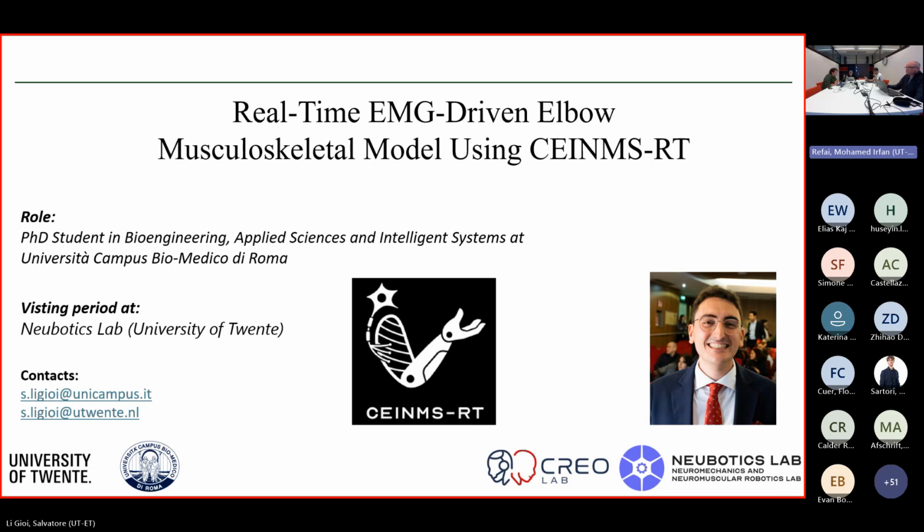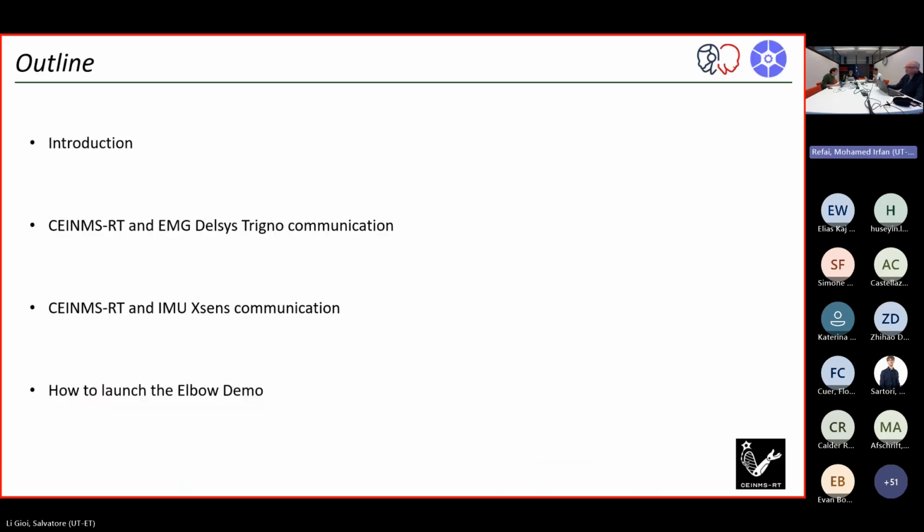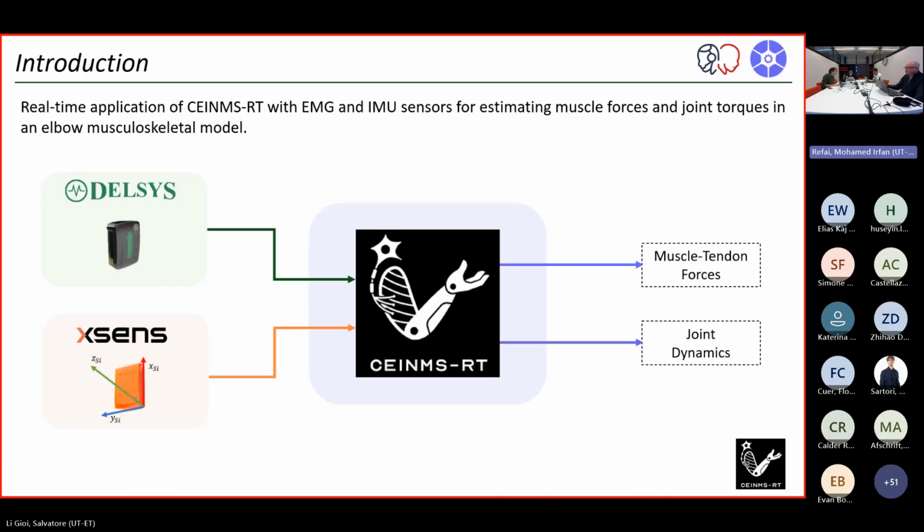So today I'm going to show you a real-time demonstration of CEINMS by using external devices to feed input to CEINMS, which are the Xsens IMU, but also the EMG sensors. Briefly, what I want to show you is how to feed EMG signals and kinematics in CEINMS in order to estimate some biomechanical parameters, which are muscle or tendon unit force, but also joint dynamics.